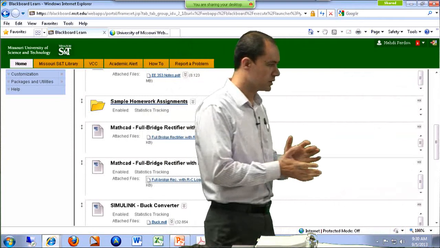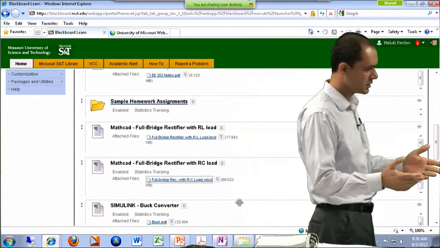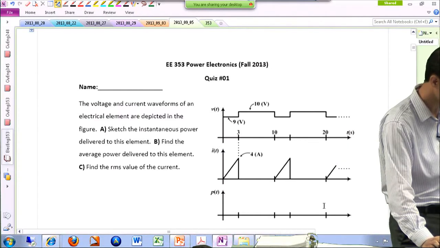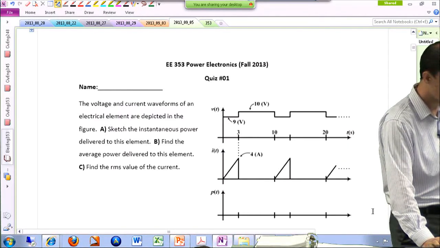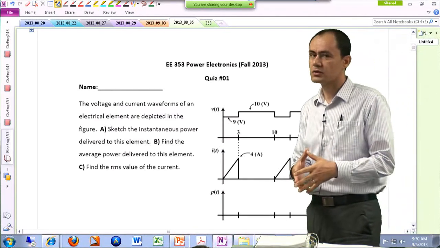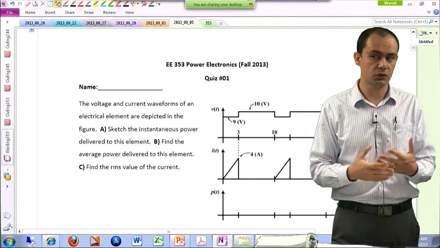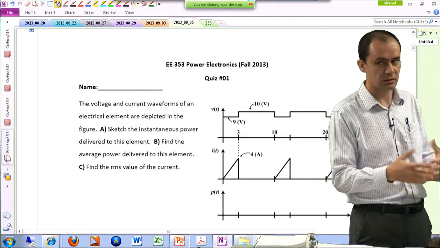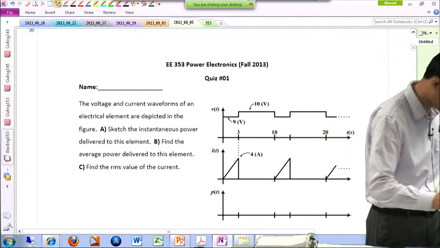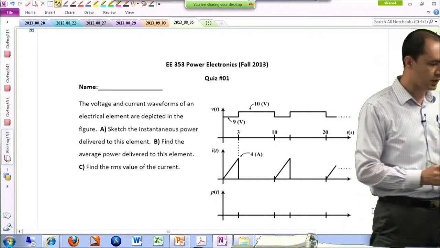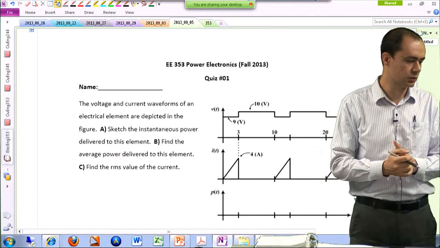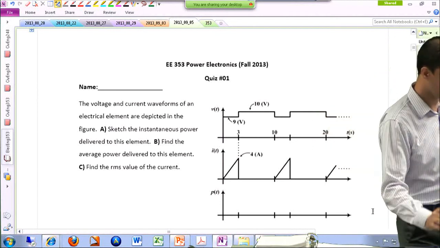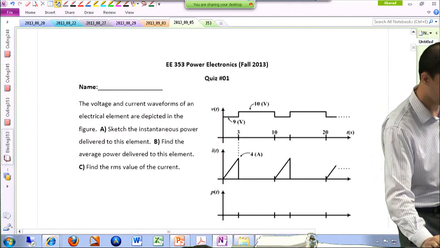Okay, so let's take a look at the quiz. We had a quiz last time, so let's take a look at the solution of the quiz. We had an imaginary component in our system, and we measured the voltage across this element and the current passing through the element, assuming the passive sign convention. Part A asks us to sketch or plot the instantaneous value of the power, or basically the waveform for that.